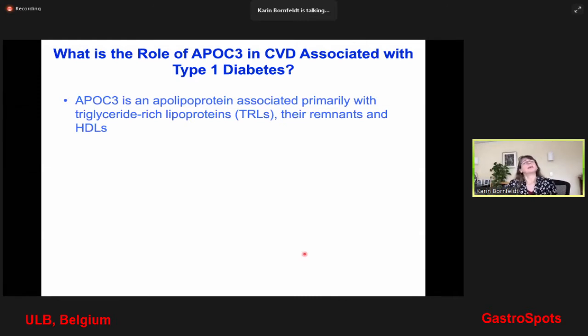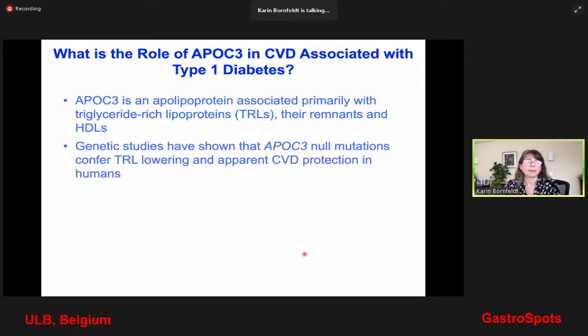So this has made us very interested in the role of ApoC3 in cardiovascular disease associated with type 1 diabetes. And I've already told you that ApoC3 is an apolipoprotein that associates primarily with TRLs, their remnants, and HDL. Elegant genetic studies by Alan Schuldinger, Dan Rader, Rob Hegele, and Sek Katharisen have shown that ApoC3 null mutations or loss of function mutations confer TRL lowering and apparent CVD protection in humans.